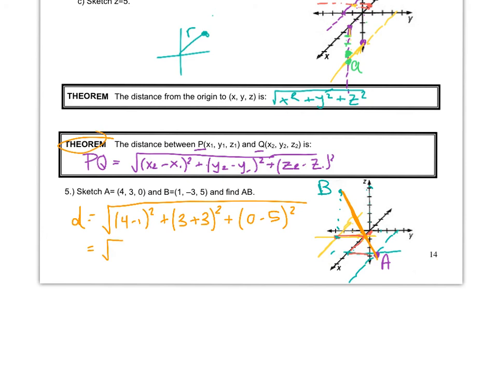So we've got the square root of 4 minus 1 is 3, squared is 9. 3 plus 3 is 6, squared is 36. Negative 5 squared is 25. Add those all up, and 45 plus 25 is 70. So the distance between these 2 points A and B is the square root of 70.